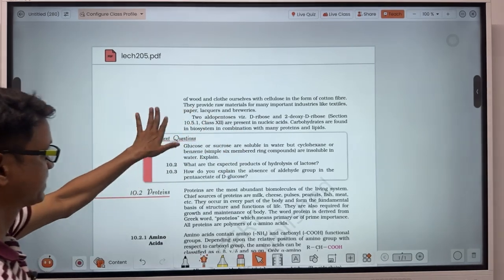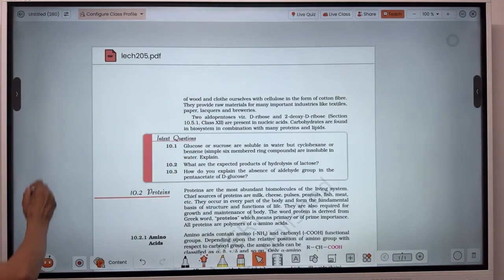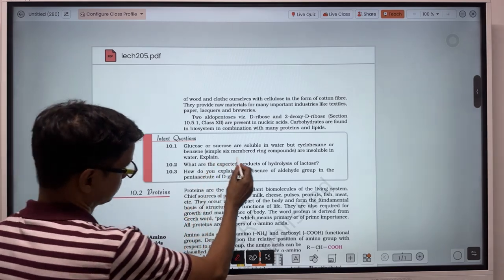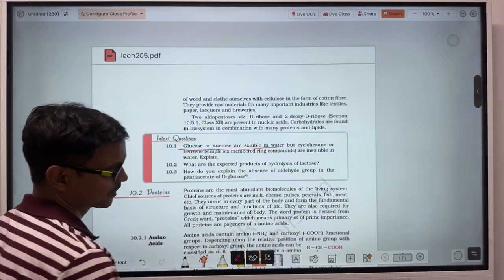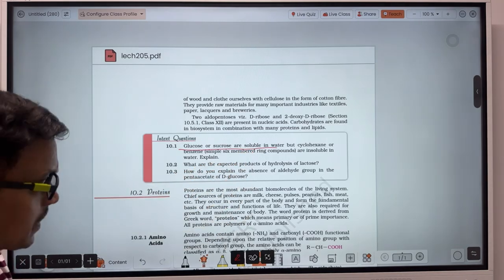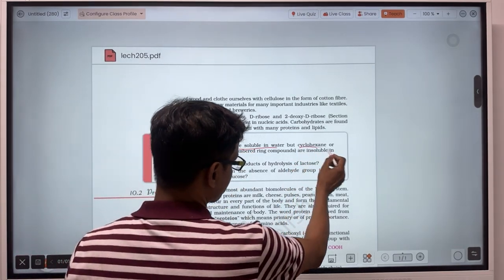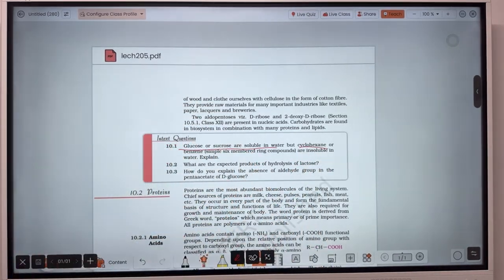That was it. Now let's see about the questions. Why are glucose and fructose soluble in water? Because they can do hydrogen bond formation with water molecules. But cyclohexane will not be soluble in water because it cannot do hydrogen bonding with the water molecule.